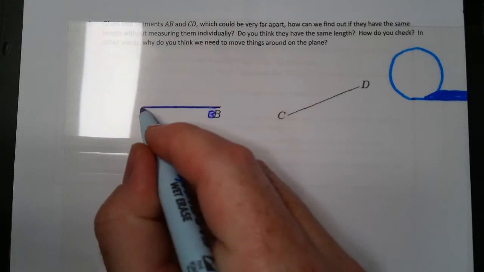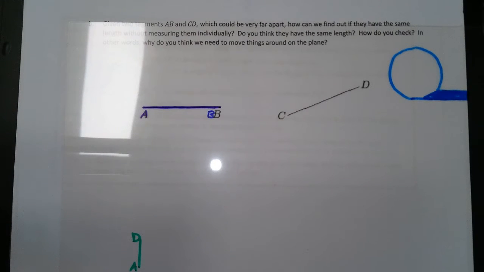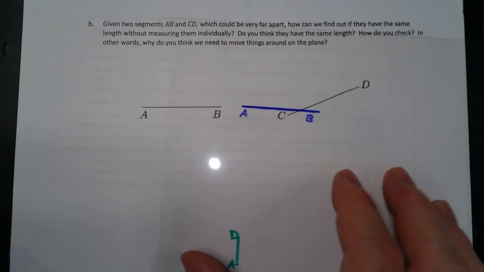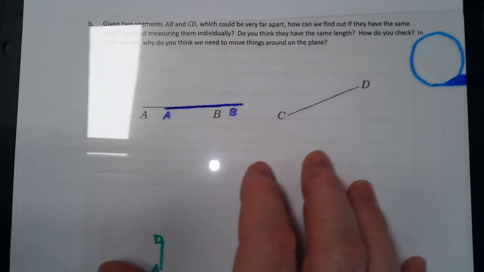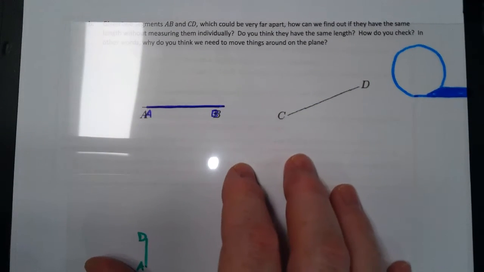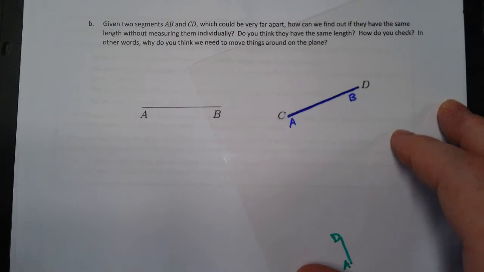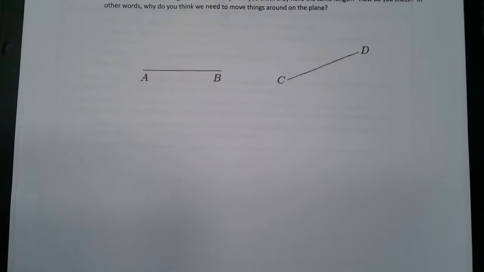Copy AB. Sorry, mine was a little short. And then how do you make it match? Well, you have to slide it and spin it to check. So you copy it, you slide it, you spin it, and then they are the same. Or to use the vocabulary word, they are congruent.